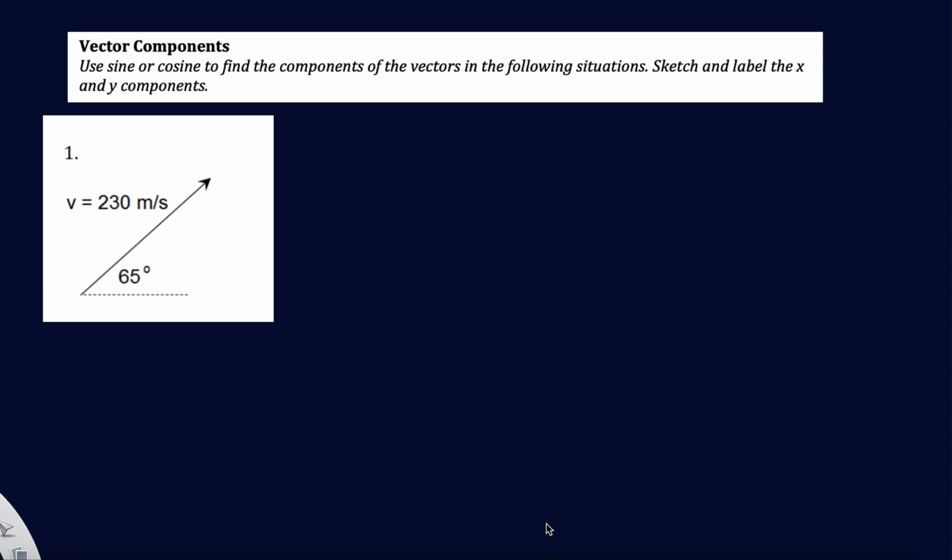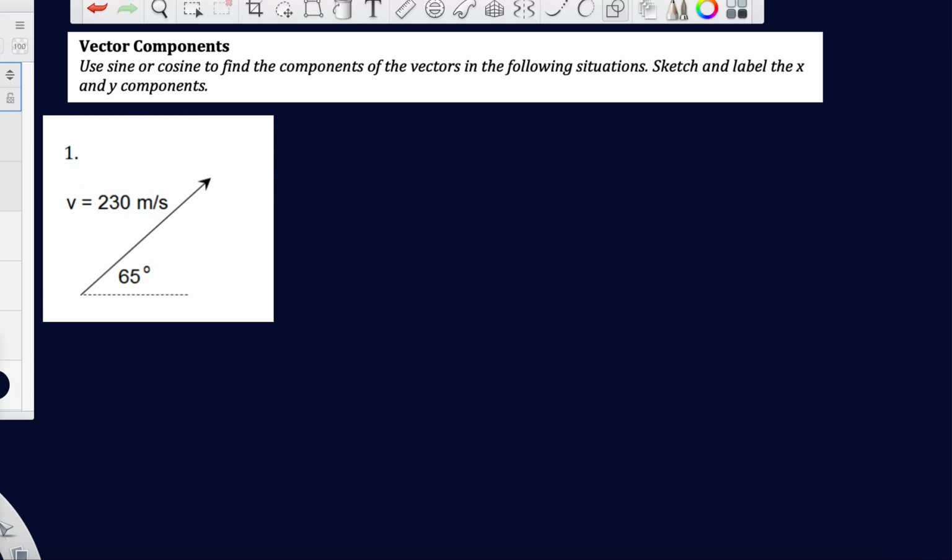Now we're going to continue our work on components of a vector. It's what Newton told us about way back when. This is an object that has been fired off at a 65 degree angle, and it's been fired at 230 meters a second at that angle.